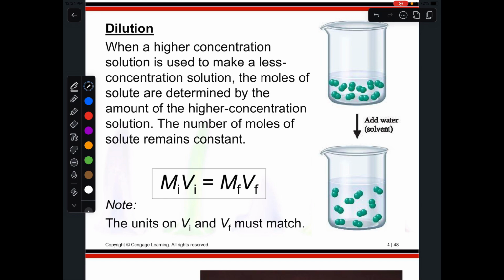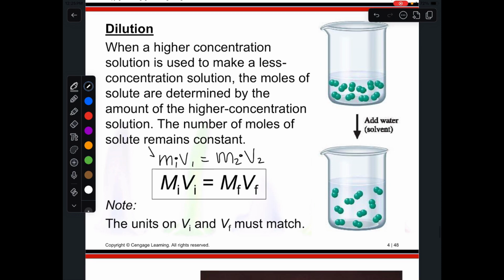Your textbook writes MiVi, in which the i stands for initial, and then MfVf, f meaning final. I prefer to write it as M1V1 equals M2V2. And again, the initial is usually the 1 and the final is usually the 2, but again, either one of those is fine. A couple things I want to point out about this equation. These are being multiplied, so make sure you know that. Big M is molarity, not moles. Not moles, it is molarity.